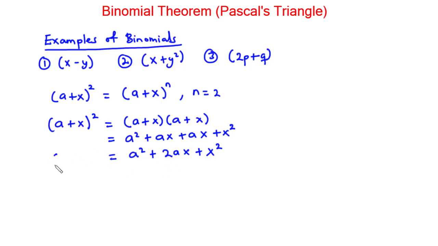So the expansion of a plus x raised to the power 2 is equal to a squared plus 2ax plus x squared. Now let's consider this scenario. What happens if the value of n is increased to 3, to 4, to 5, and so on and so forth? Now you realize that as the value of n increases, the expansion by long multiplication becomes very tedious. Hence, you will need a quicker way of performing these expansions.